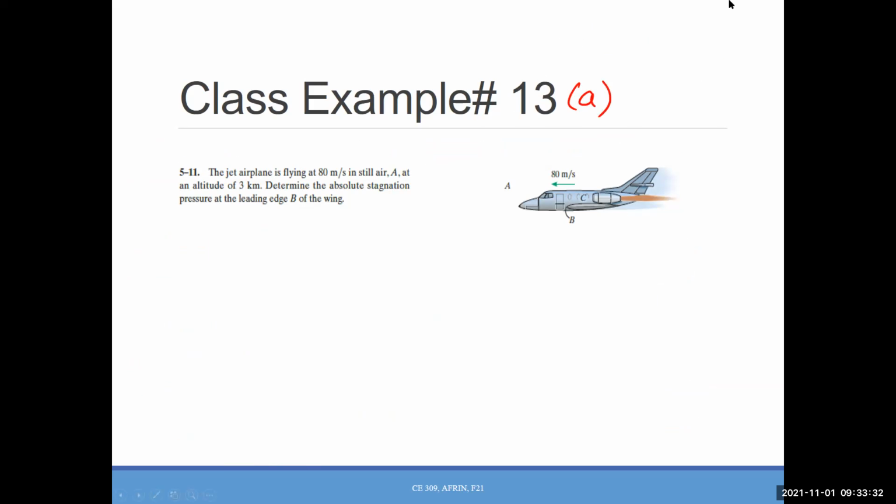Okay, can anyone read the question 13A? Thank you very much. Here, the first question you should ask me is, ma'am, this is gas, so why are we working on this problem under the Bernoulli's equation?